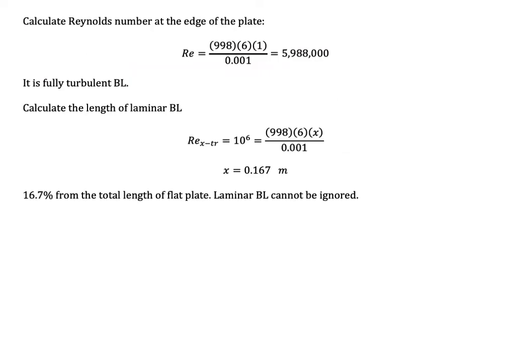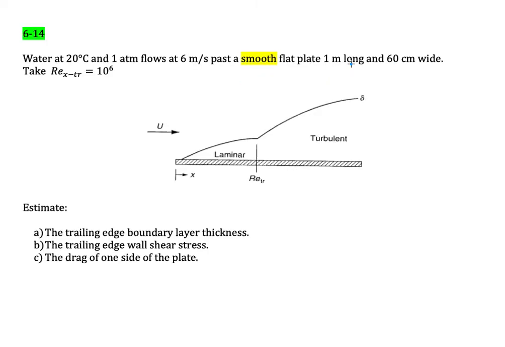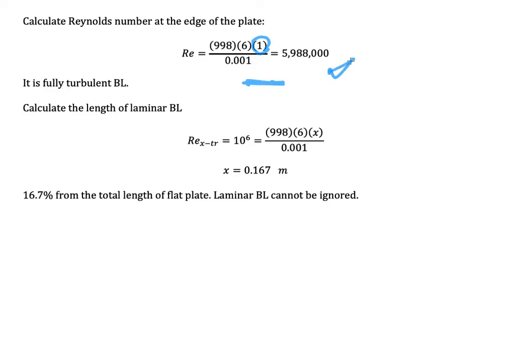Okay, first we need to calculate the Reynolds number at the edge of the plate. From the calculation, we substitute the value of x, which is 1 meter, and we get 5.9 times 10 to the power of 6. Then we compare with the critical Reynolds number here, so we could determine that this is a fully turbulent boundary layer.